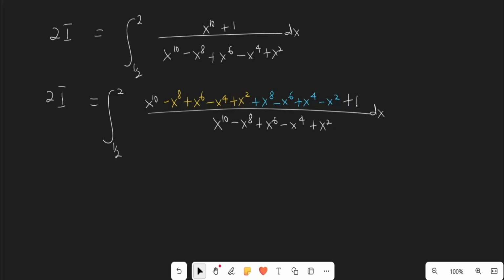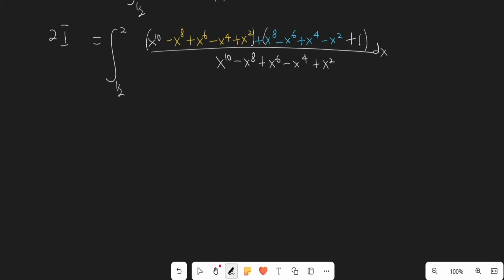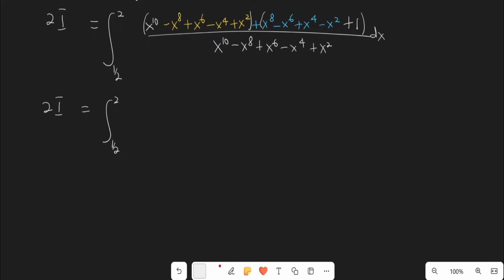and then dx. So I'm going to group this one into 1 and then the next one into 1, so grouping them into two different terms. So 2I on the left hand side is the integral from 1/2 to 2. I'm now grouping this integral into two different integrals. So the first one is x raised to the power 10 minus x raised to the power 8 plus x raised to the power 6 minus x raised to the power 4 plus x squared, divided by the denominator, x raised to the power 10 minus x raised to the power 8 plus x raised to the power 6 minus x raised to the power 4 plus x squared dx.